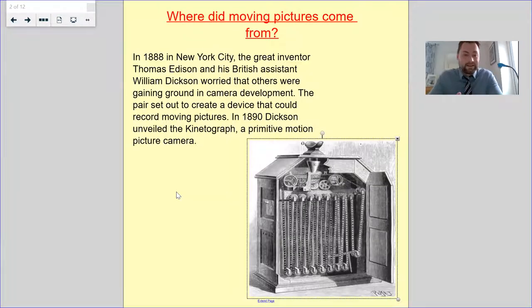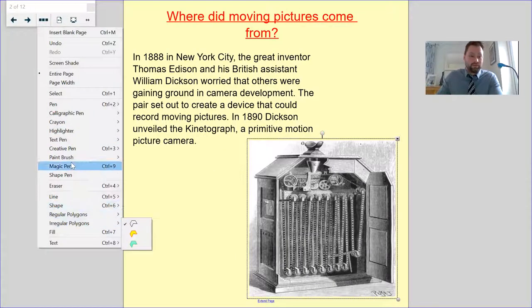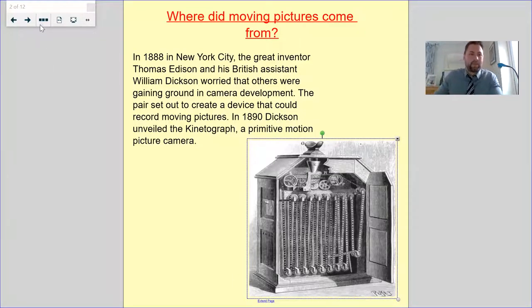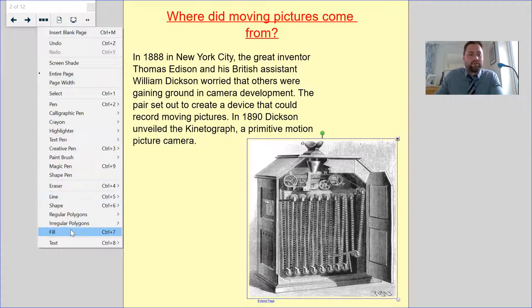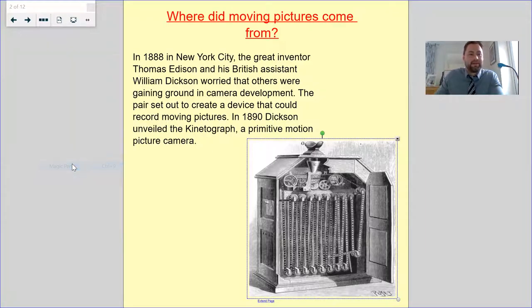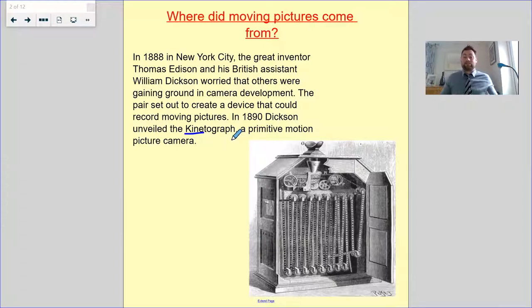And in 1890, Dickinson unveiled this big machine down here, which he called the kinetograph. Now let's break this word down so you can understand it a little bit better. Kine, or kinetic, is from the Greek word for move; kinetics means movement, okay?